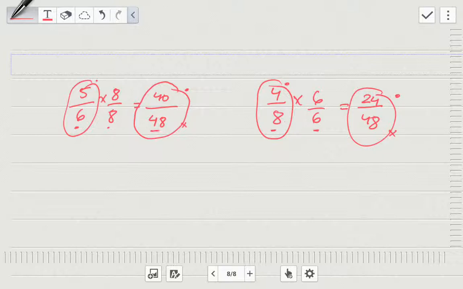The only beauty of this is they have the same denominator, allowing you to concentrate on the top. Alright, hope you understood something.